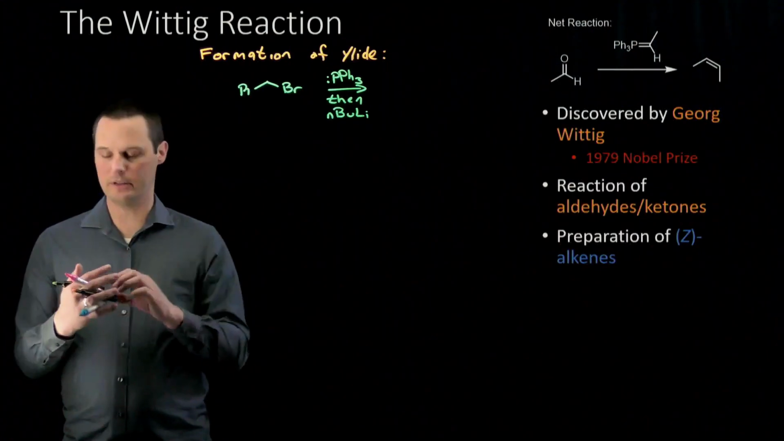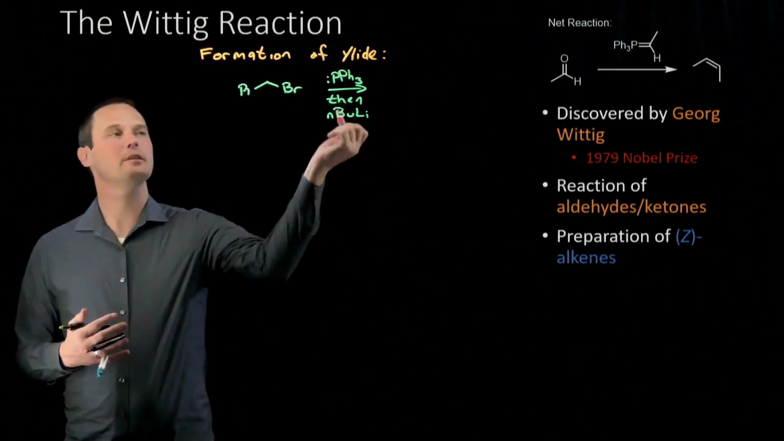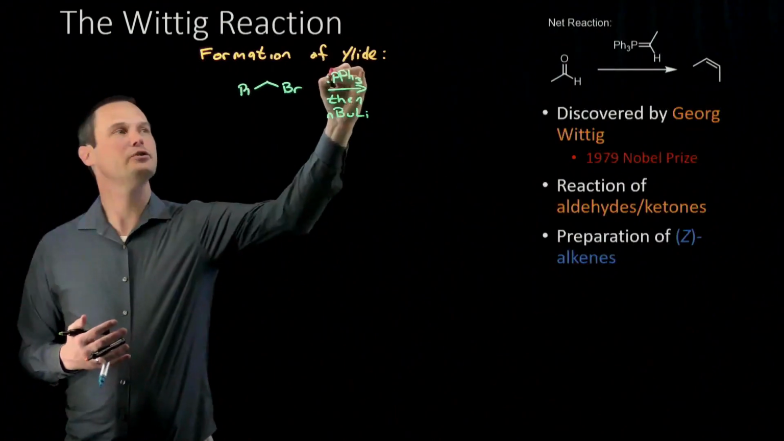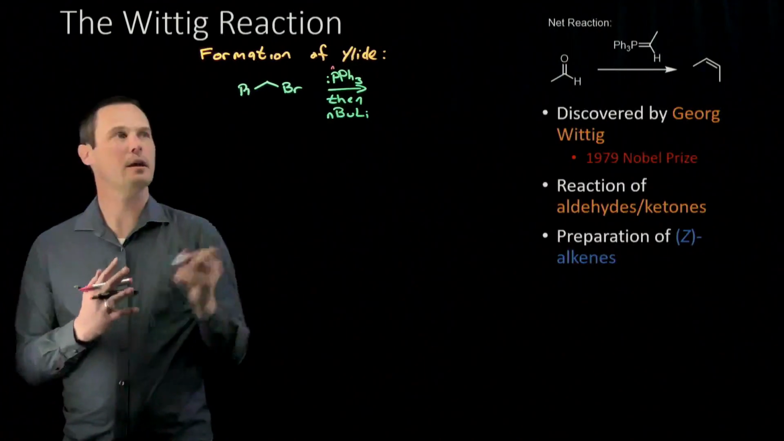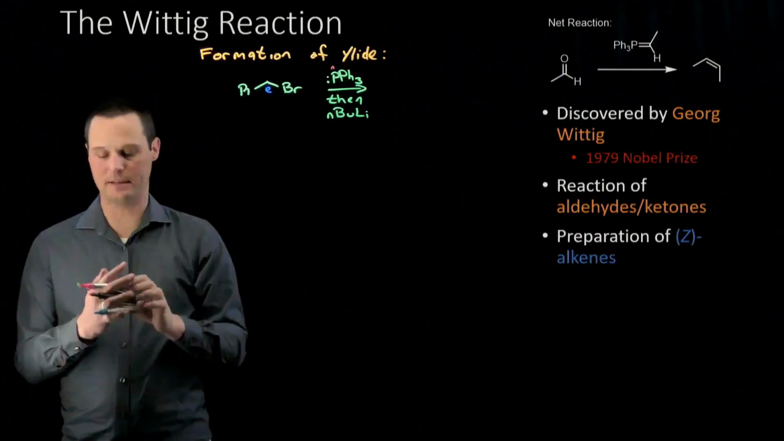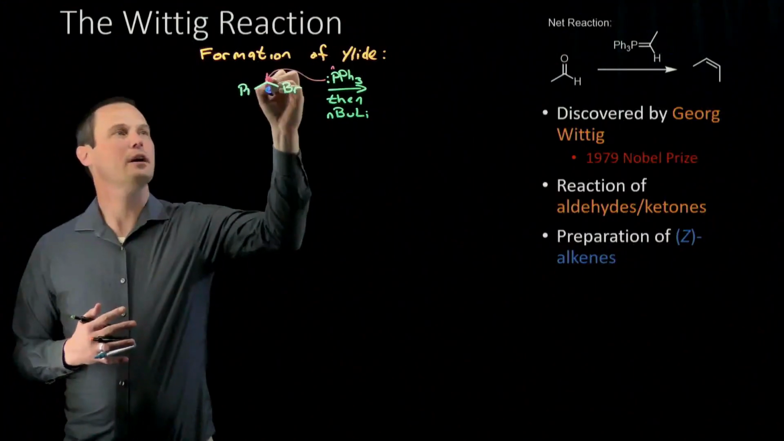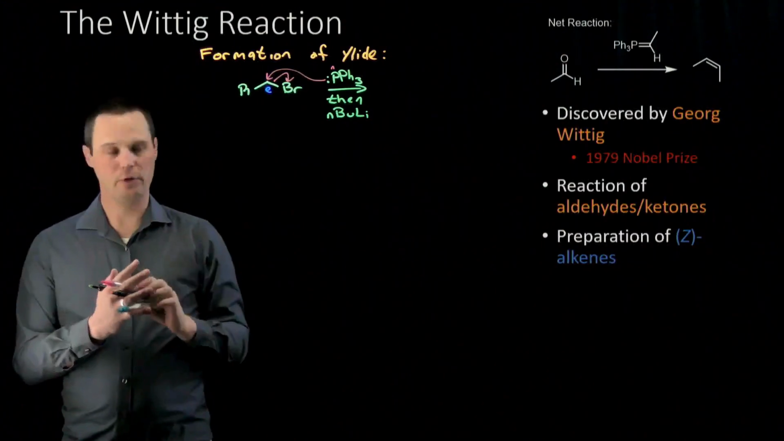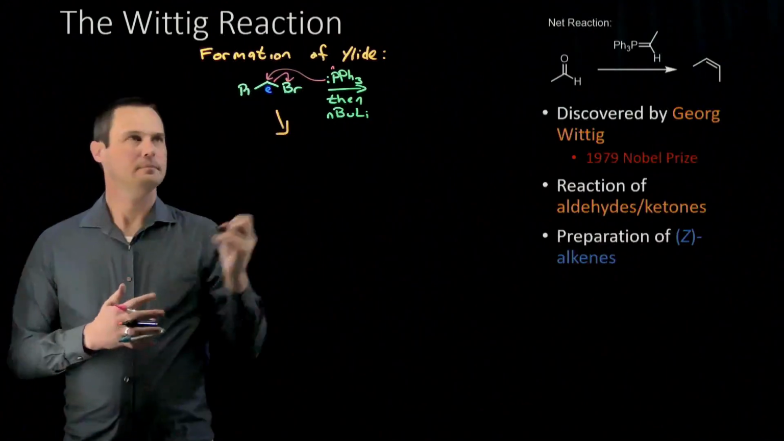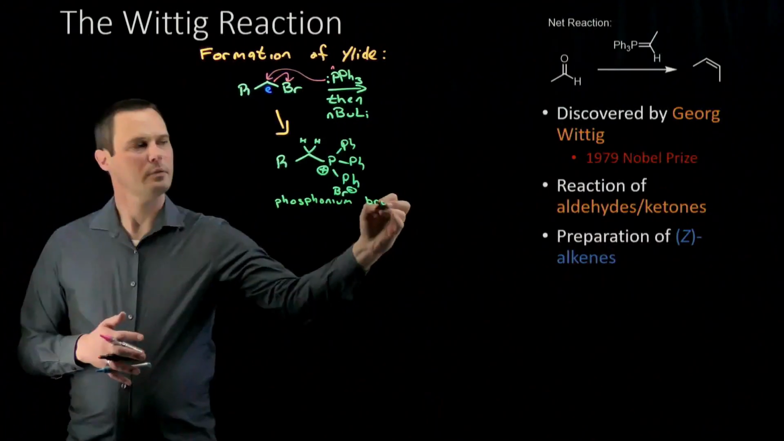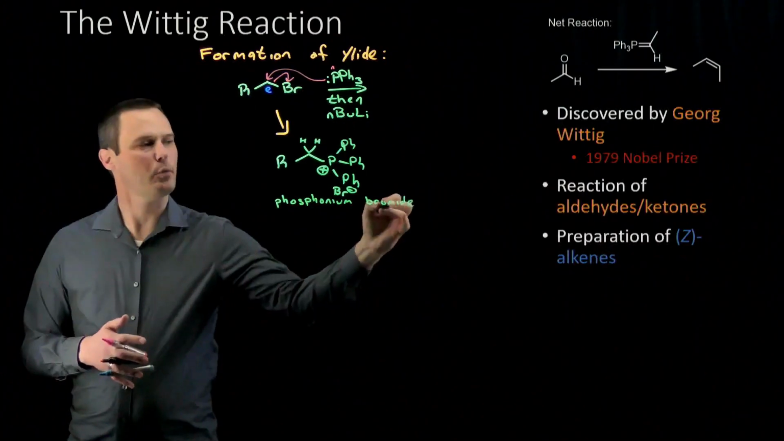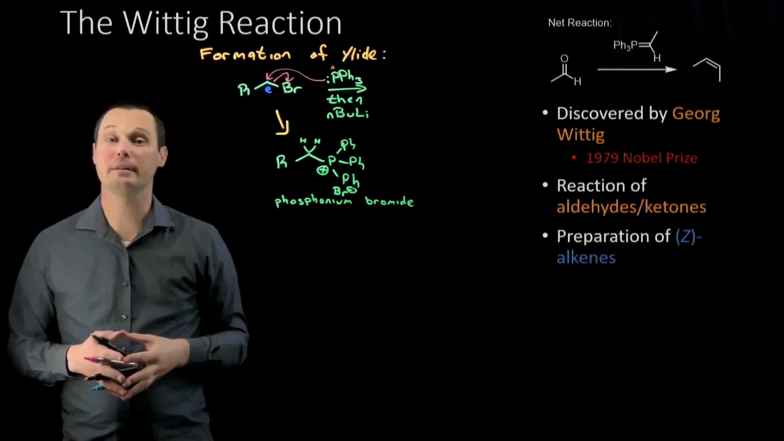The formation of the ylide starts with an alkyl halide, and we react it with triphenylphosphine. The phosphorus of triphenylphosphine acts as a nucleophile, and the carbon of the alkyl halide acts as an electrophile. Phosphorus attacks carbon, displacing bromine, to form a new carbon-phosphorus bond. This forms an intermediate called a phosphonium bromide. There are lots of really cool names of intermediates in this reaction.